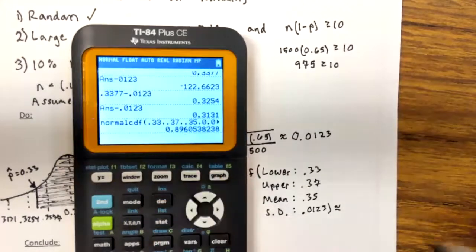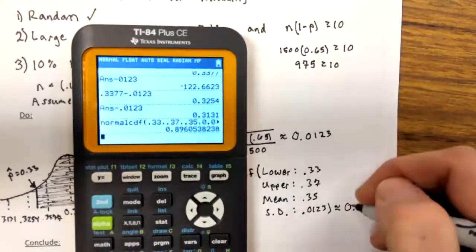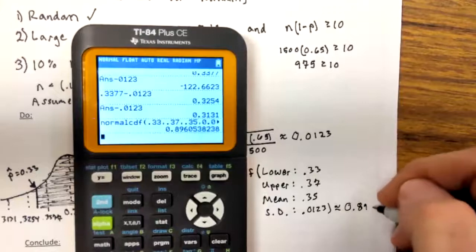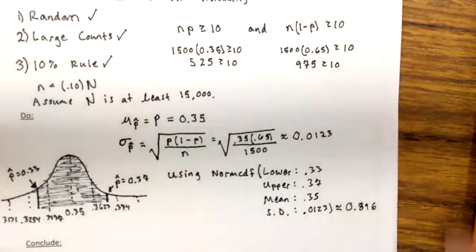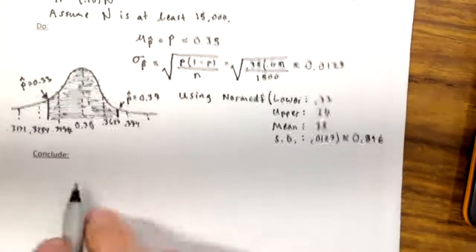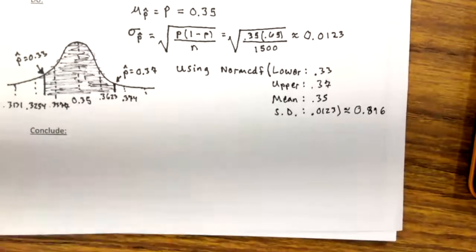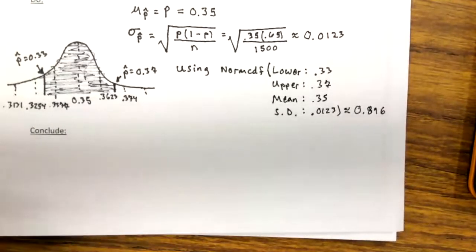0.896. Get us pretty close. 0.896. Fantastic. Now that we have the probability, let's just write a little conclusion statement that summarizes what we did.